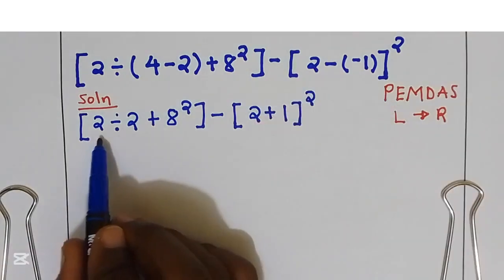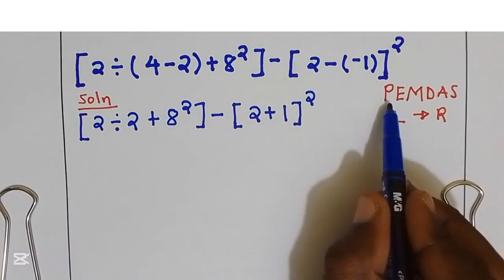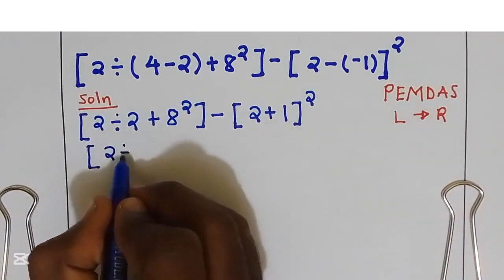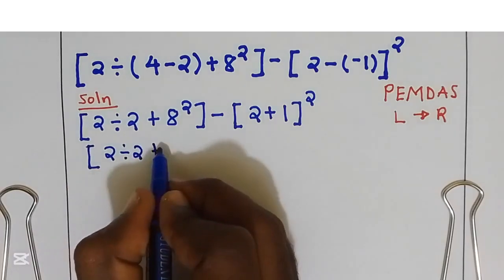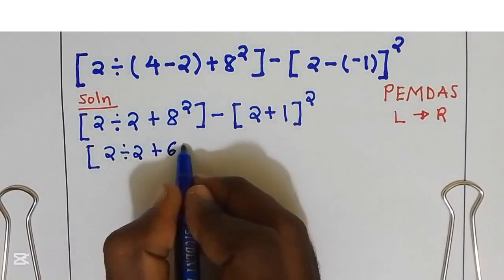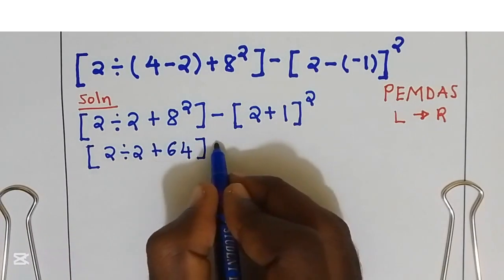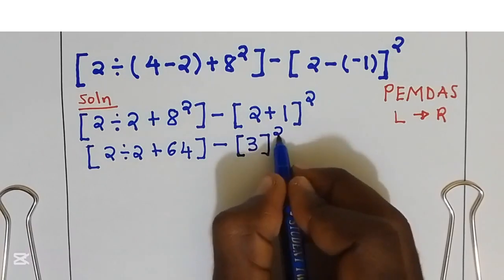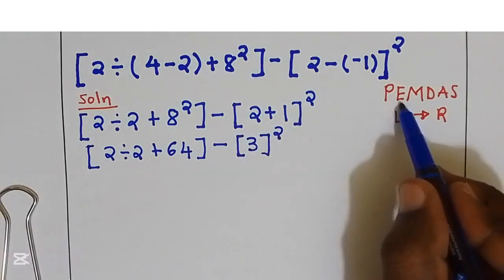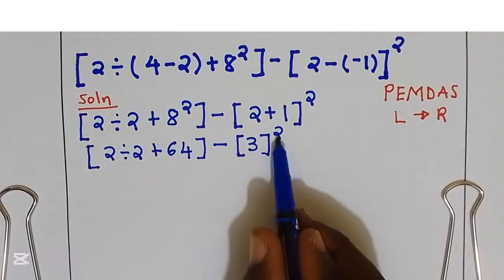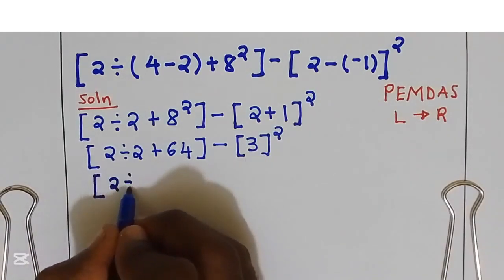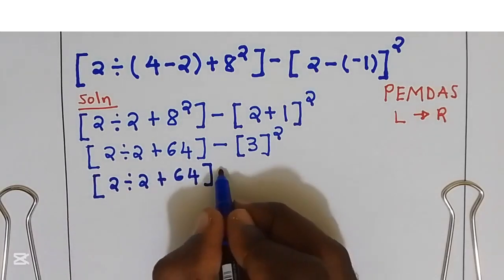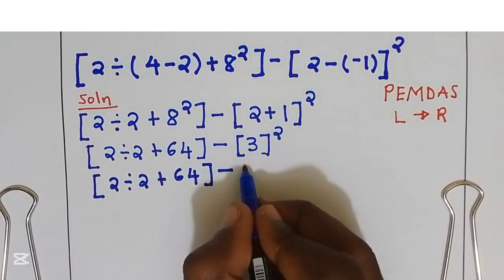I'm still working in the brackets, and now, according to PEMDAS, I'm going to work with exponents. In the bracket, 2 divided by 2 plus 8 squared is 64. In the bracket, minus, in the bracket, 3 squared. I'm still working with exponents because I have 3 squared. In the bracket, 2 divided by 2 plus 64, in the bracket minus 3 squared is 9.